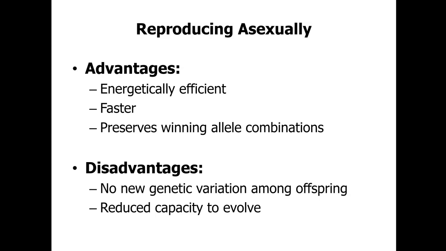The disadvantages, you have no new genetic variation among offspring. And so with this, you're not going to have a lot of differences in the plants in that area if they all are going to reproduce through asexual reproduction. And this is going to reduce the capacity to evolve because there's not going to be different types of alleles out there that they can pull from.